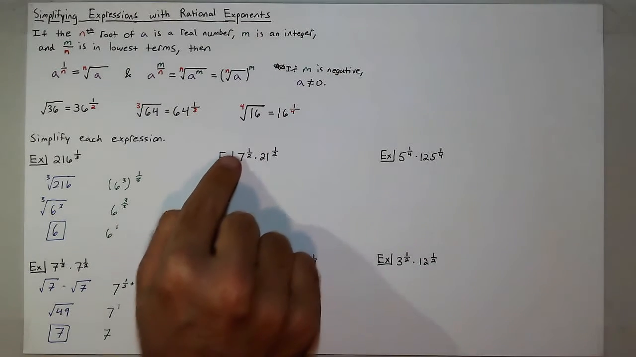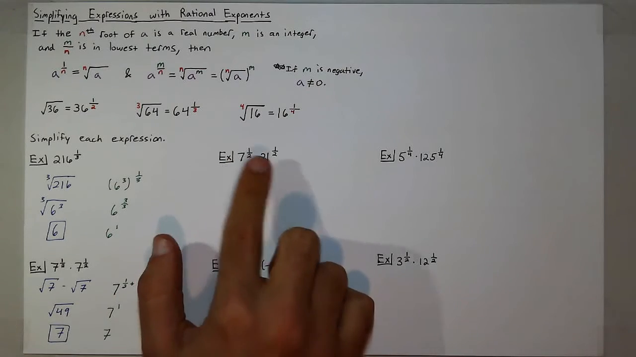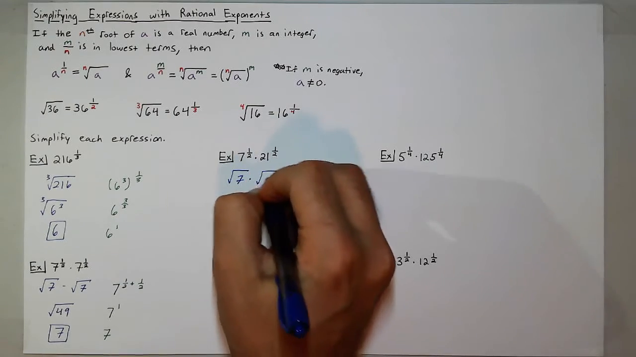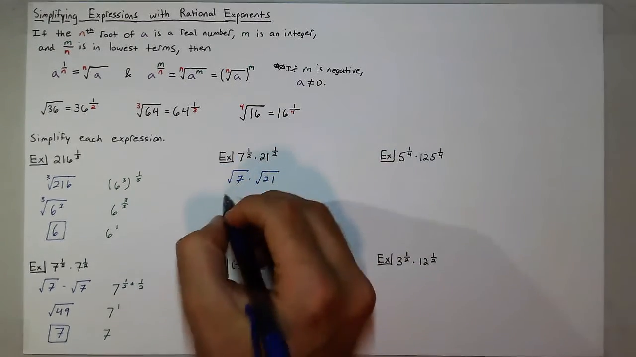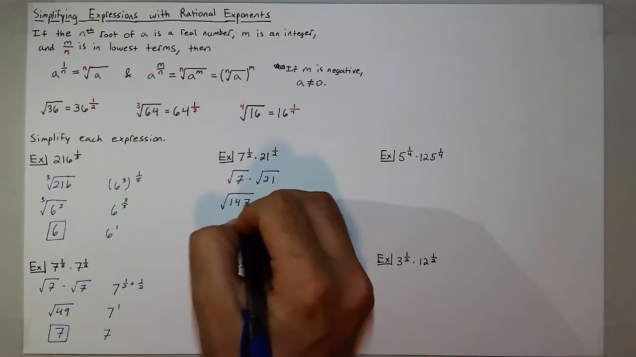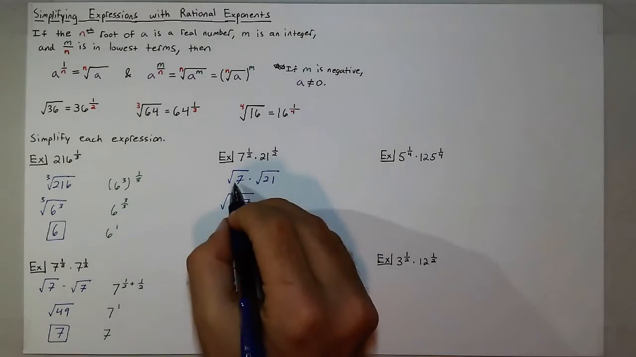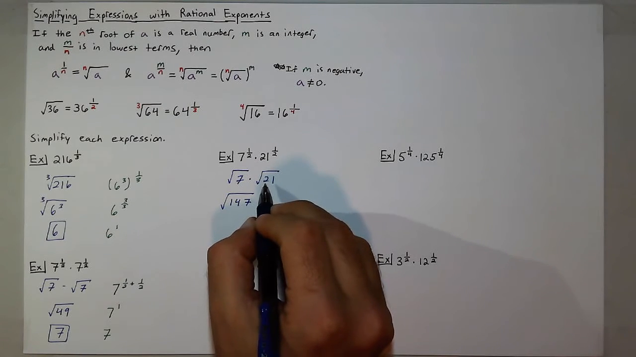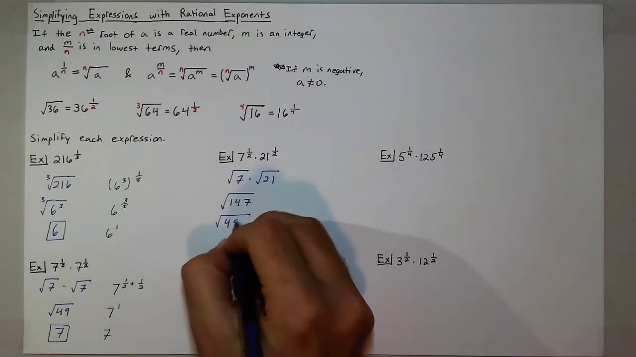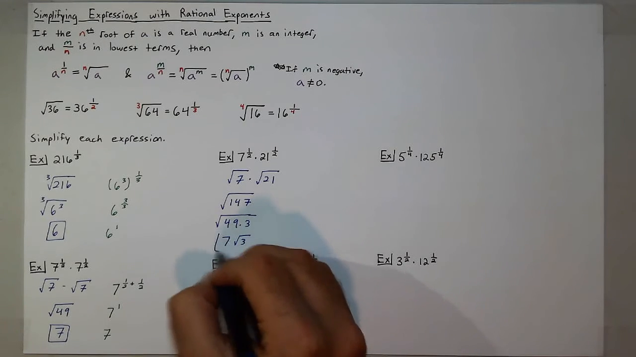If I see here I have 7 to the 1/2 and 21 to the 1/2, I can't use that method where I combine the exponents because the bases are different, but I can rewrite it as the square root of 7 times the square root of 21, which when multiplied together gives me the square root of 147, which I could further simplify because I have 7 times 21, and 21 is 7 times 3. So I do have a 7 squared within 147. So I have a 49 times 3. That gives me 7 square root of 3 when simplified.